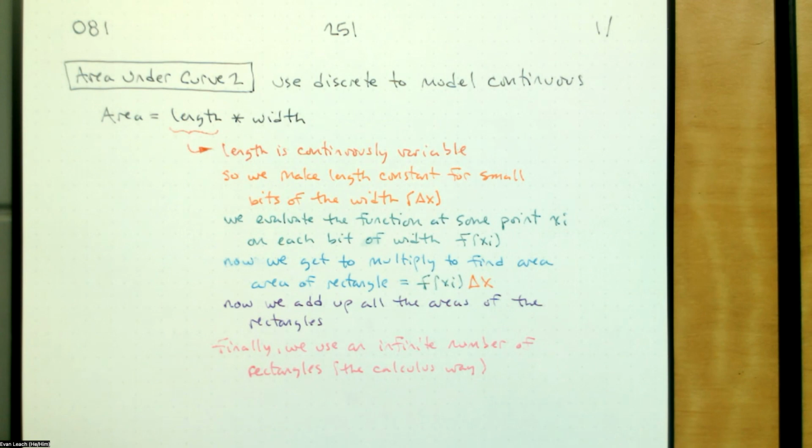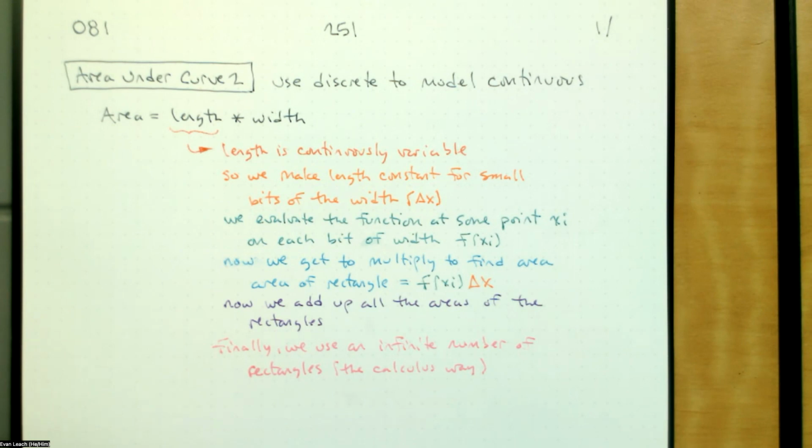So the area is length times width. The thinking is that the length is continuously variable, so I don't just get to multiply two constants. Bummer. So what we're going to do is make the length constant for small bits of the width. Very technical term, bits of the width. Small subintervals along the width. And we're going to call that width delta x. They don't actually need to be all the same, but we're going to make them all the same because why would we want to make our lives that much more difficult? So small pieces of the width delta x.